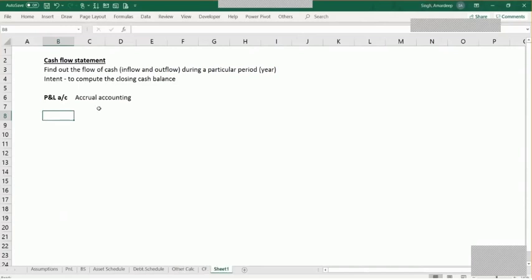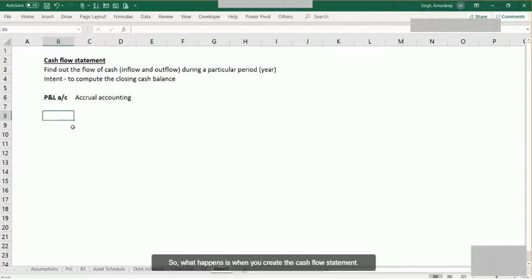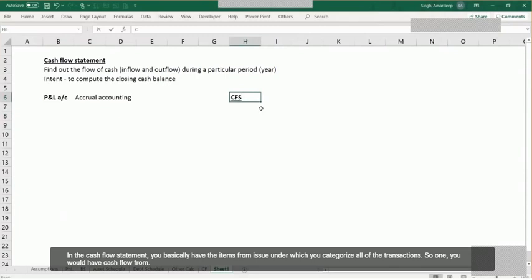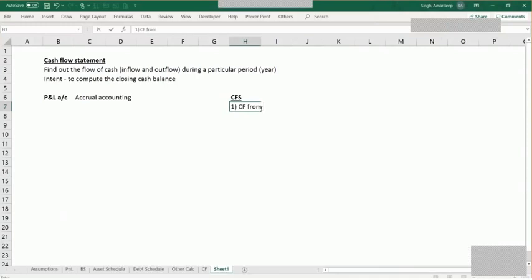So what happens is, when you create the cash flow statement, you basically have three items under which you categorize all of the transactions. So one, you would have cash flow from operating activities.